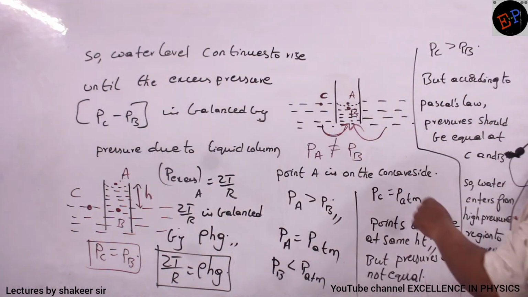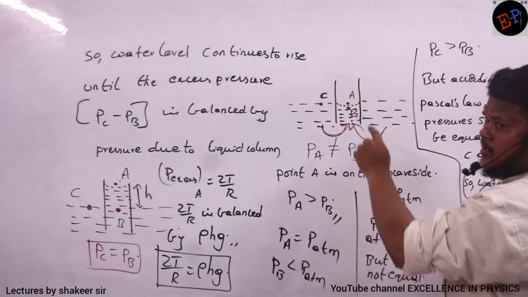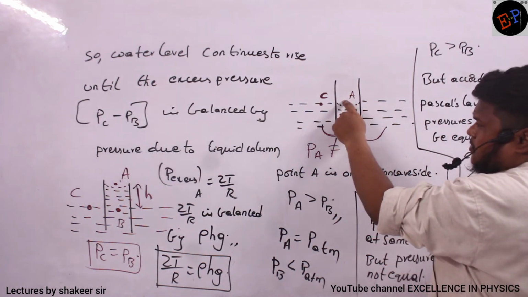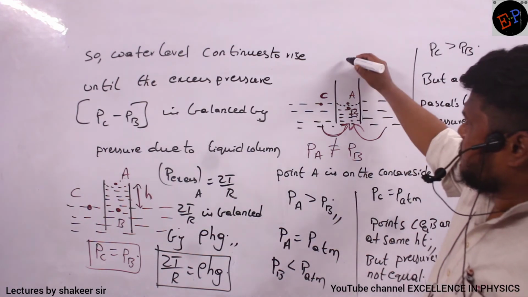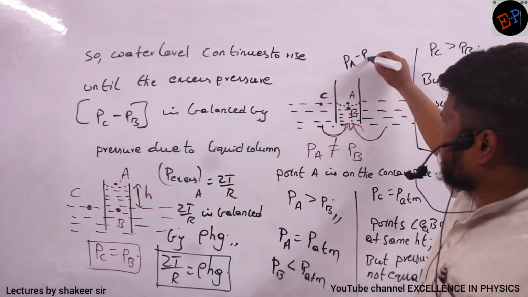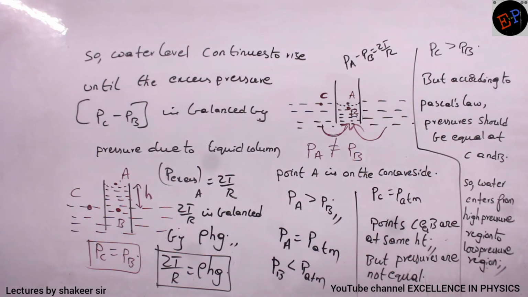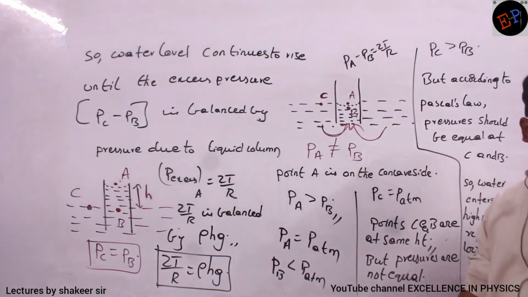See, A and B, they are at the same height, no? A and B almost they are at the same height. But at point A, pressure is greater when compared to point B. Okay. Why is the pressure difference there? Because point A is present on the concave side, point B is present on the convex side. So pressure difference between A and B is how much? PA minus PB is nothing but 2T by R, no? Clear? Already we discussed, no? Because of concave shape of the water, pressure difference will be 2T by R.